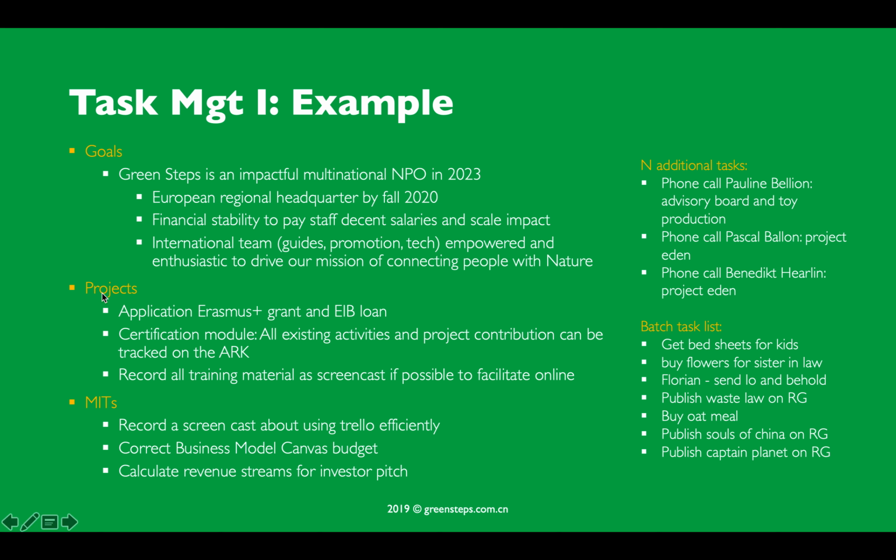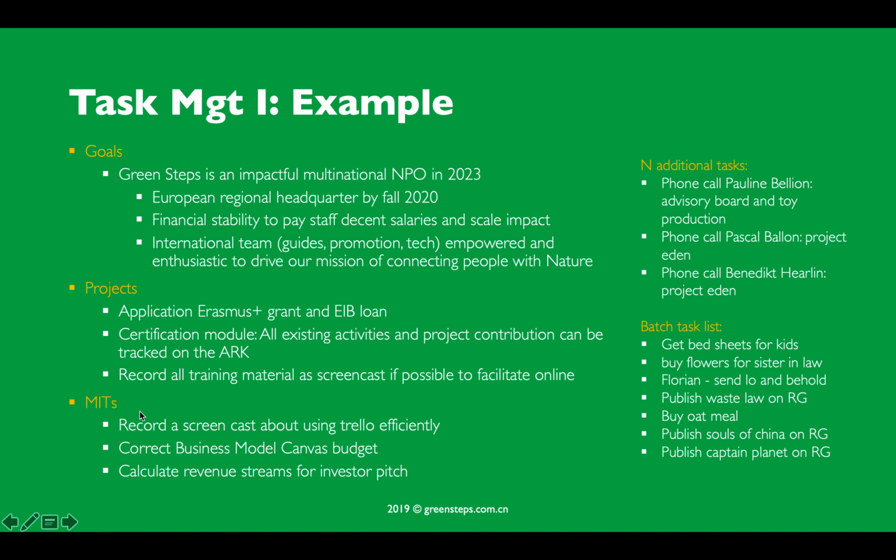So what are the projects, those 1 to 2 months projects? For me, it's the application for an Erasmus Plus grant and a European Investment Bank loan. It is the certification module. We need to get all existing activities and project contributions tracked by the ARC, and we need to record all training material as screencasts if possible to facilitate online learning, and this is basically the start of doing so.